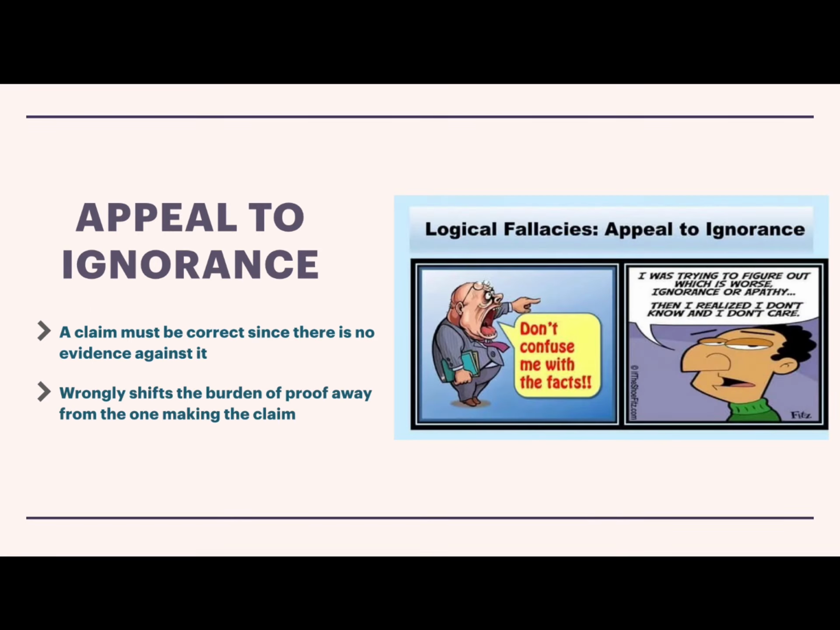Finally, we have the appeal to ignorance fallacy. This is when a proposition is true simply because it has not been proved false, or a proposition is false simply because it has not been proved true. An example is, you can't prove that you are innocent, therefore you are guilty to me. They may be guilty or innocent, but neither of them have been proven.